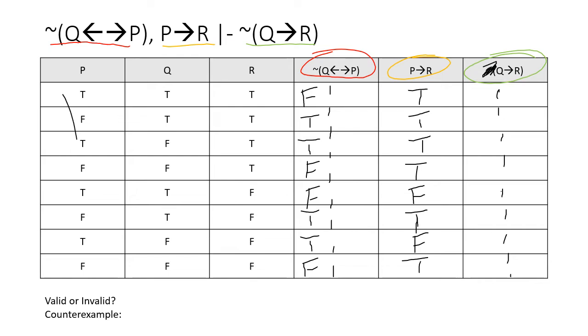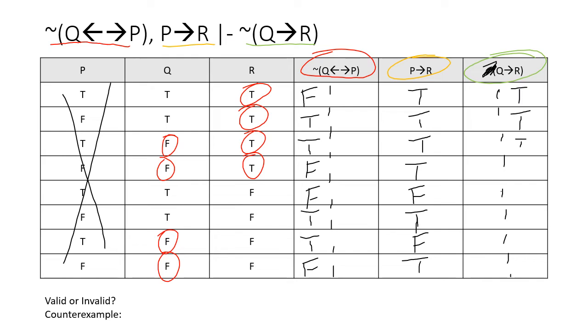And so we've got Q arrow R, as we did last time, and we're looking for instances in which the left side or the antecedent is false, or the consequent or the right side is true. So that's going to be true, true, true, true, and false, false, true, true.